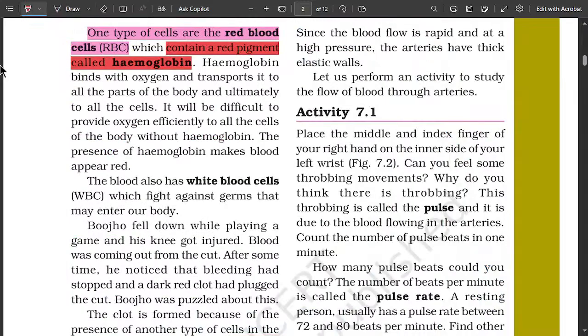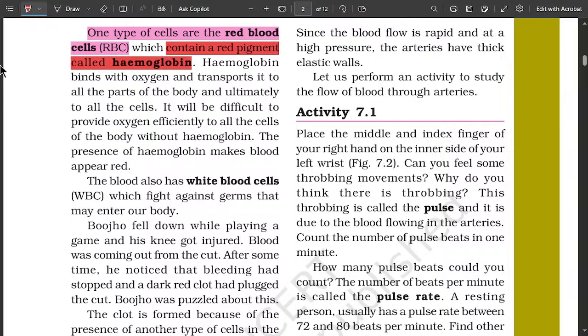Hemoglobin binds with oxygen, that is, RBC binds with oxygen and transports it to all parts of the body and ultimately to all the cells. It will be difficult to provide oxygen efficiently to all the cells of the body without hemoglobin. The presence of hemoglobin makes blood appear red. Hemoglobin is in RBC and RBC is in blood, because of which blood is red.